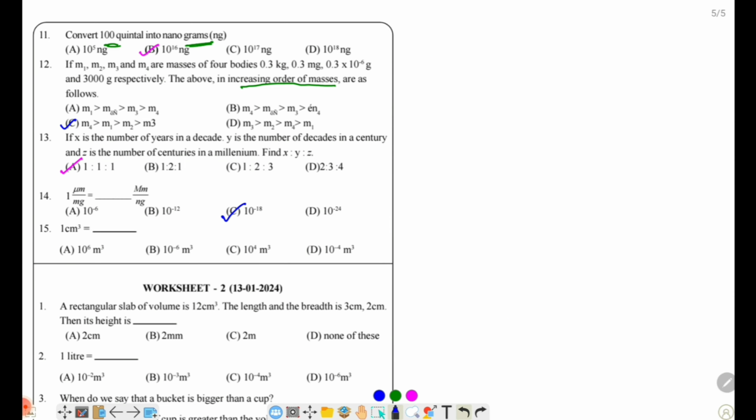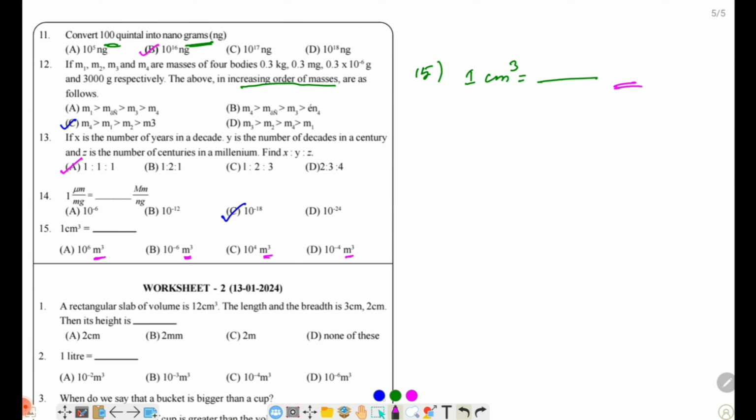Let's see question number 15. 1 centimeter cube is dash. Nothing is given here, no units are given. See the options. The options are all in meter cube. So let's convert 1 centimeter cube into meter cube.